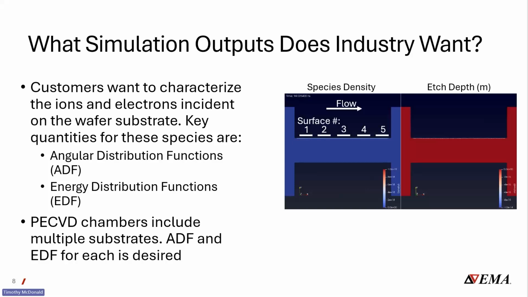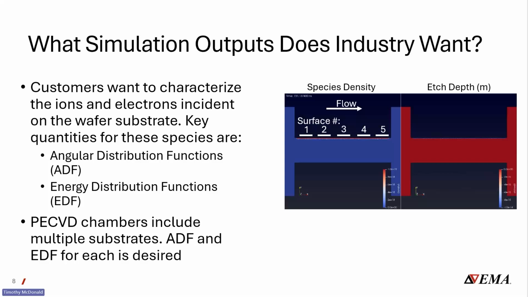So specifically with the technology, what is industry asking for? Essentially, customers want to be able to properly characterize the ions and electrons incident on the wafer substrate, making it through that sheath. The key quantities that they care about are the angular distribution functions, or ADFs, and the energy distribution functions, or EDFs. And they need these for both electrons and the key ion species that are going to be participating in the chemical vapor deposition or the other processes.